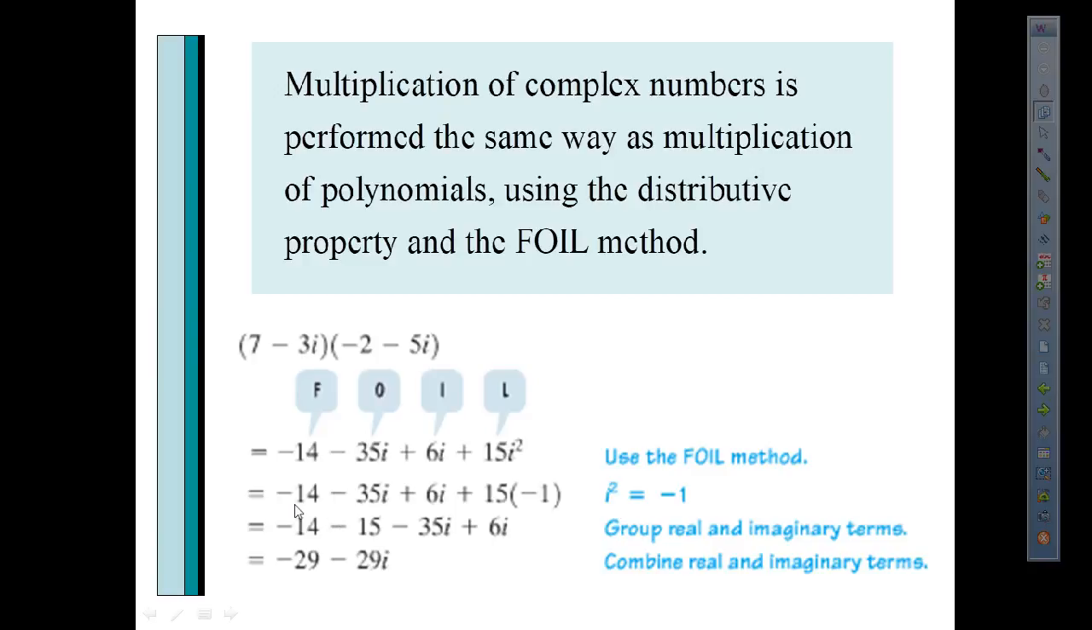So we got negative 14 minus 35i plus 6i minus 15 when we do that multiplication here. And then they group them together, but you could do negative 14 minus 15 gives you negative 29. Negative 35 plus 6 gives you negative 29i.